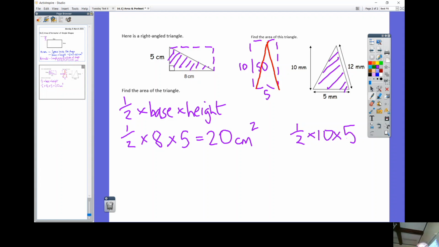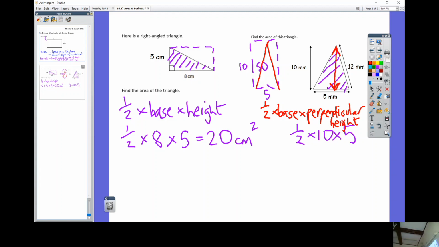Does anybody know what that height there, that's straight up, you might call it? That's the height we need to use. Anybody know what we might call a height that's straight up? Absolutely fine if you don't. What we actually call it, we say half times base, you might not have heard this word before, times perpendicular height. Anyone heard that word before? Perpendicular means sort of at 90 degrees. So what we're saying is that height is 90 degrees to the 5 at the bottom.